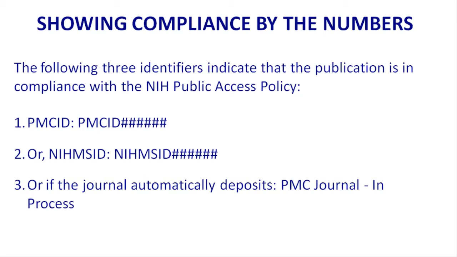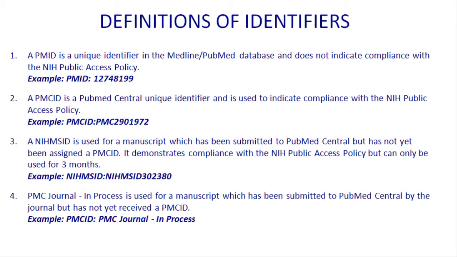So here are the different numbers to show compliance. And for those journals that deposit the final version that are on that list in Method A, you can say PMC journal in process because they actually get 12 months to do the deposit. They don't necessarily have to do it right away, so that's why you indicate PMC journal in process. Here's what it looks like.